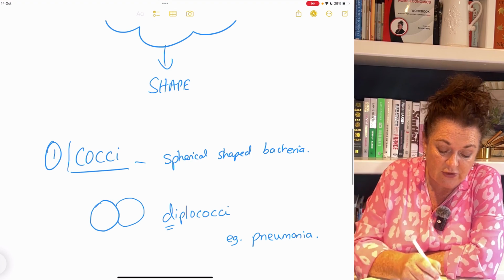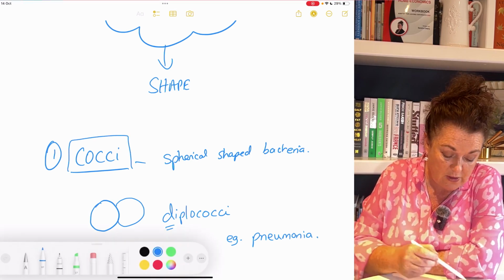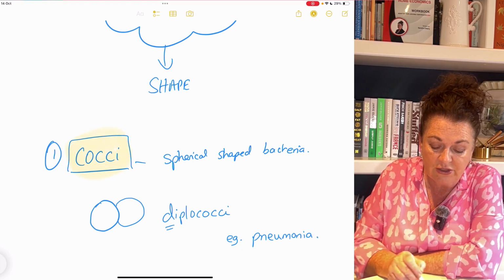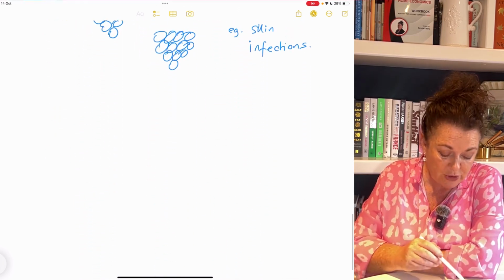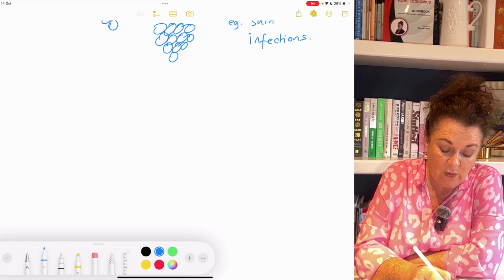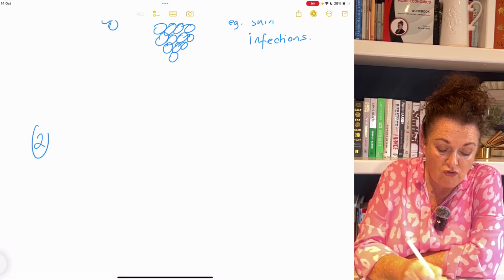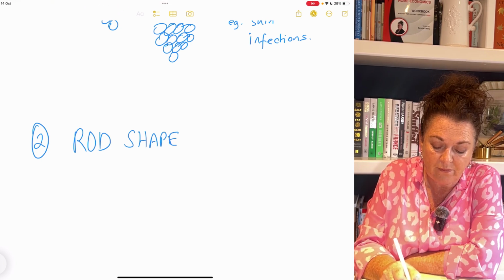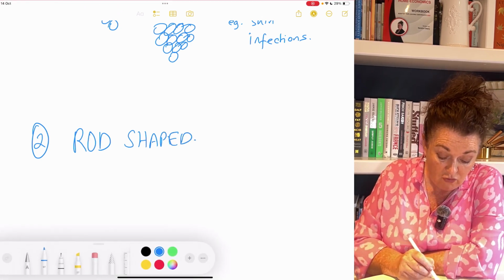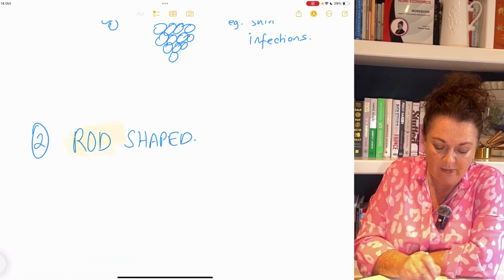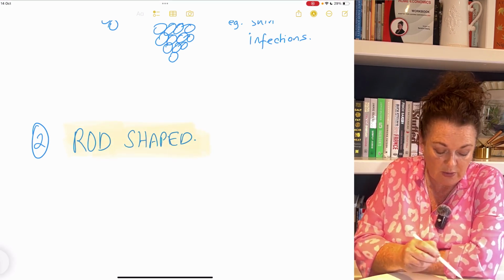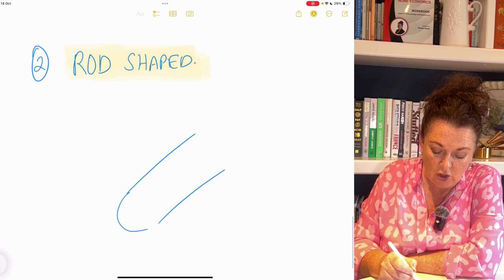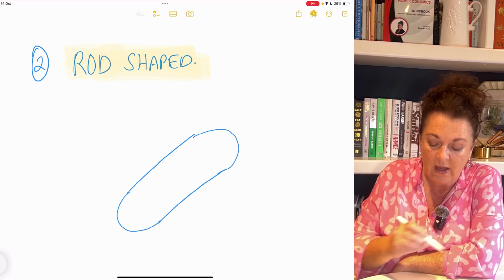So it's our diplococci, staphylococci, streptococci, all spherical shaped bacteria, but they can arrange themselves in different ways. So this is our first way of classifying bacteria according to shape, cocci. Number 2, like we had earlier, we have our rod-shaped bacteria. Now, rod-shaped bacteria look like we had earlier on, straight sides and then curved ends.